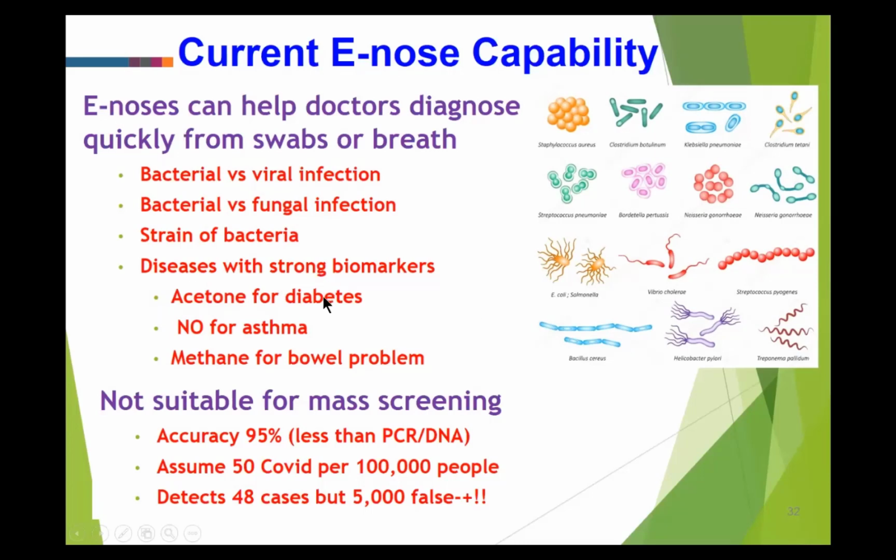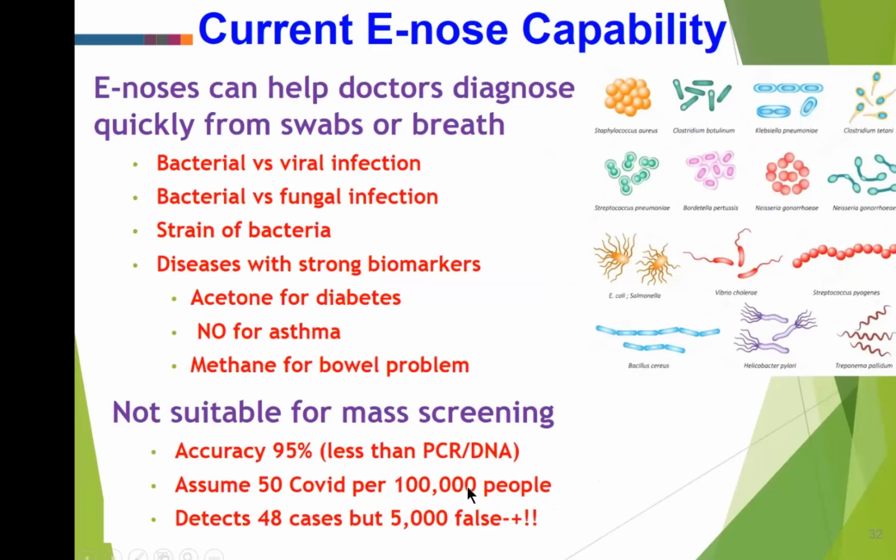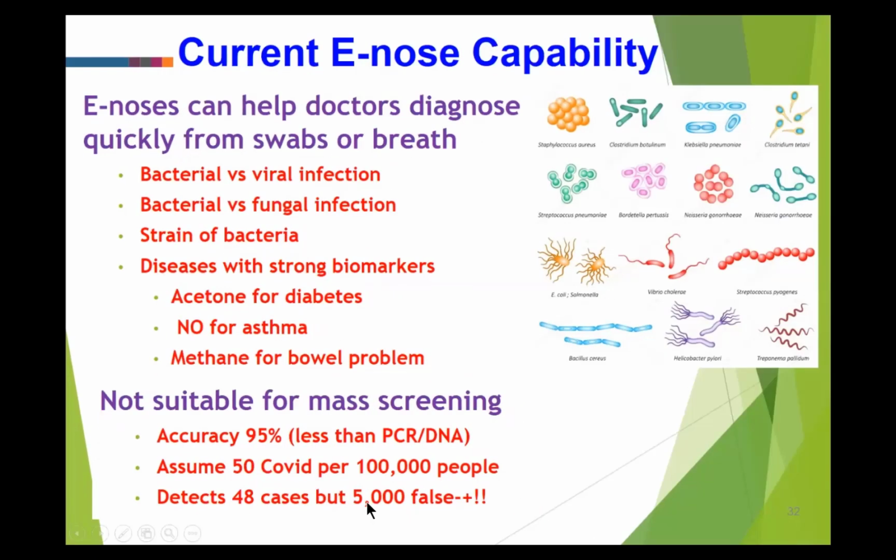If you have a very strong biomarker like acetone for diabetes, NO for asthma, and CO, methane, again, we should be able to pick that up. However, it's not suitable for mass screening, because the accuracy is only in the 90s. If we had, for instance, 50 COVID patients per 100,000, like it's circulating at the moment, we would detect 48 of them. But if we tested 100,000 people for mass screening, 5,000 would be false negatives. So unfortunately, you cause too many problems. If you go in suspecting it with the symptoms that are different, it's a 95% accuracy.